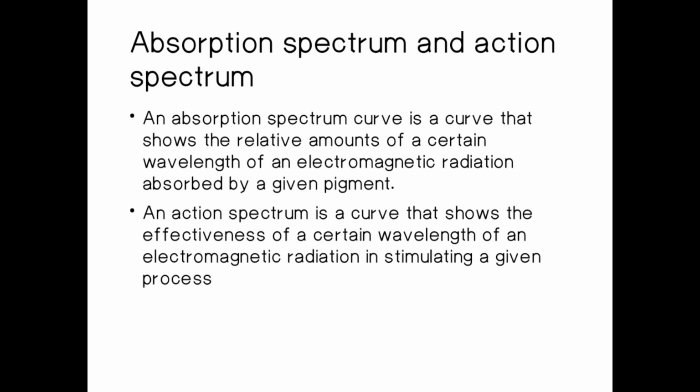So you get a certain wavelength of light. Let's say you get yellow light. Yellow light has its own wavelength in nanometers, and you strike it towards a certain pigment, and then that pigment will absorb like 20% of that wavelength. All light is electromagnetic, it has both magnetic and electric properties, so we call it electromagnetic. So the percentage of that wavelength that is absorbed by the chlorophyll pigment is what we shall call the relative amount.